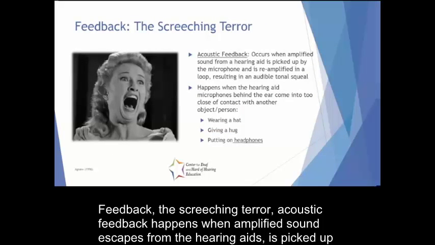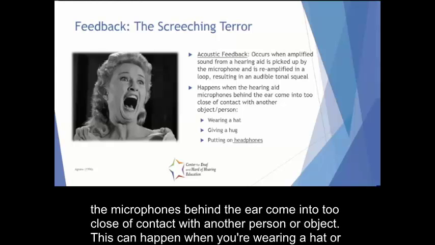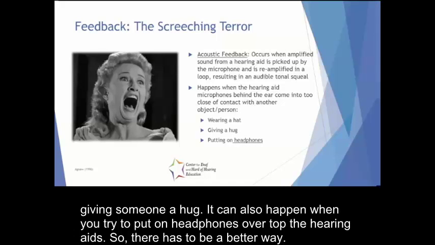Feedback, the screeching terror. Acoustic feedback happens when amplified sound escapes from the hearing aids, is picked up again by the microphone, and re-amplified, and it results in a feedback loop that creates a very terrible audible tonal squeal. It happens when the microphones behind the ear come into too close of contact with another person or object. This can happen when you're wearing a hat or giving someone a hug. It can also happen when you try to put on headphones over top of the hearing aids.